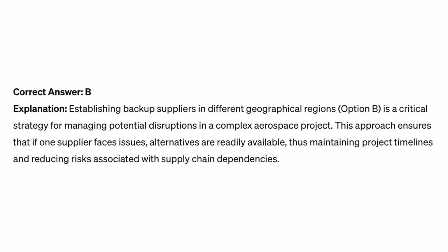Correct answer B. Explanation. Establishing backup suppliers in different geographical regions, option B, is a critical strategy for managing potential disruptions in a complex aerospace project. This approach ensures that if one supplier faces issues, alternatives are readily available, thus maintaining project timelines and reducing risks associated with supply chain dependencies.